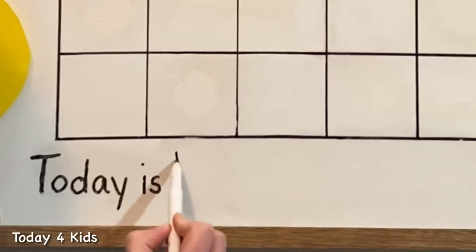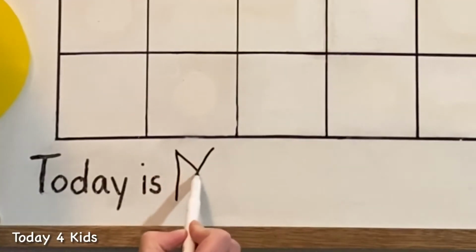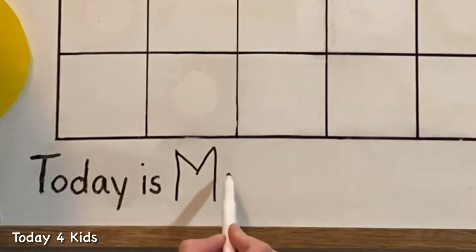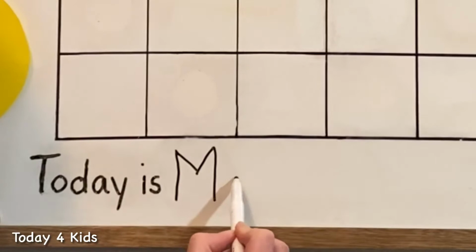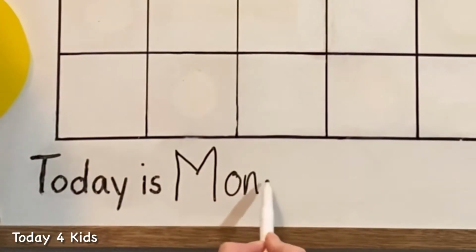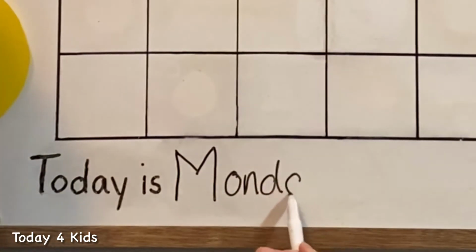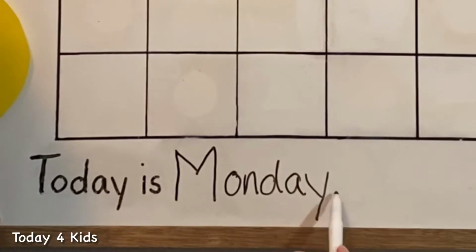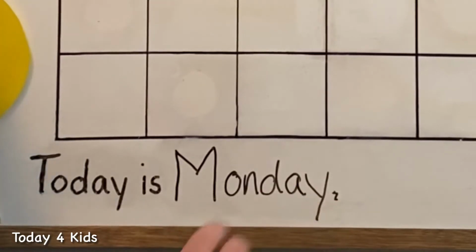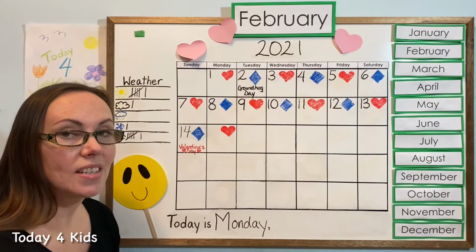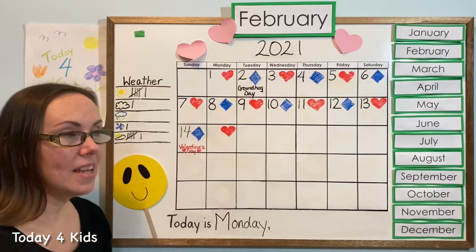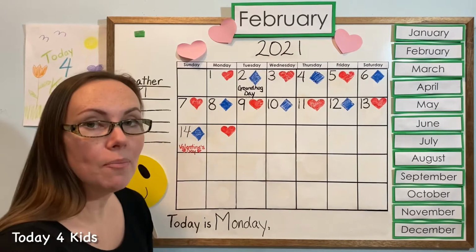So M, you can practice on your paper or on your calendar or in the air, or you can just say the letters with me and learn. M-O-N-D-A-Y. And then we put a comma, and that comma tells us to pause before we say the next word. And the next word is going to be the month. That's right. So let's start by counting how many months there are.